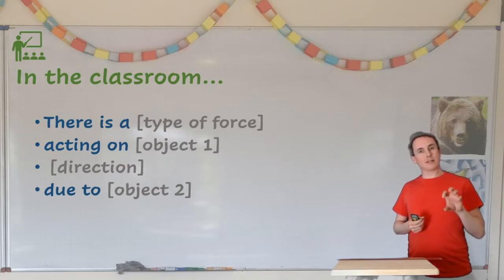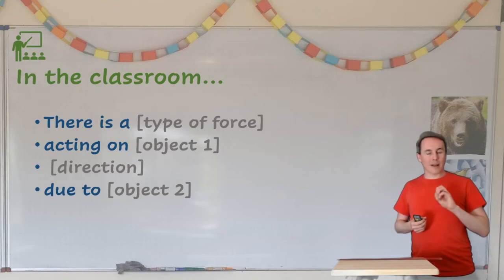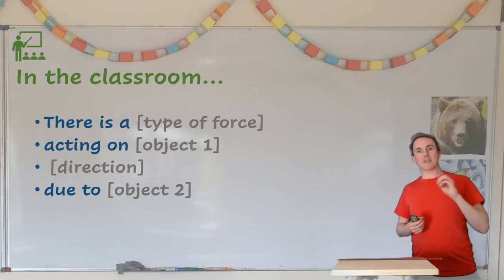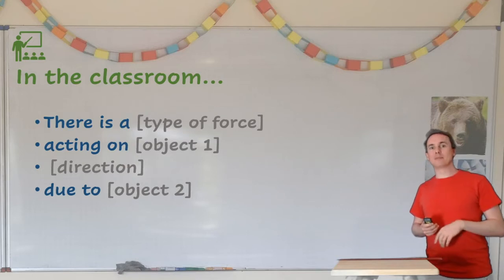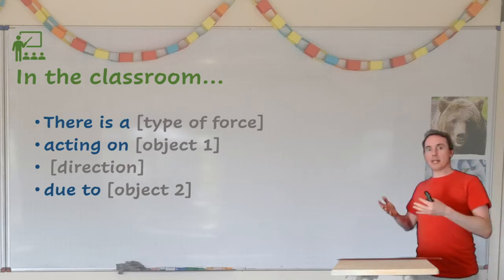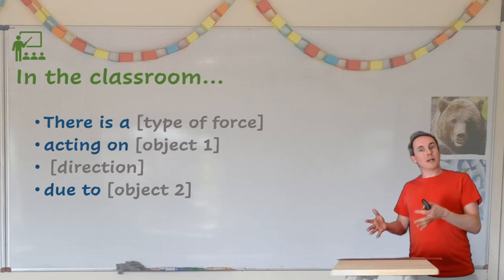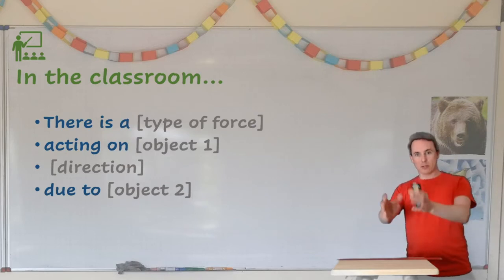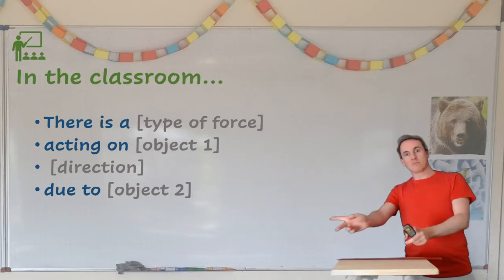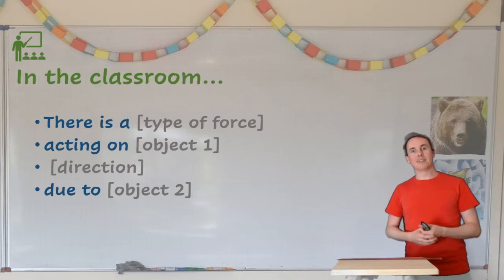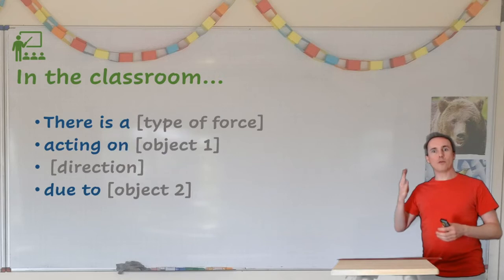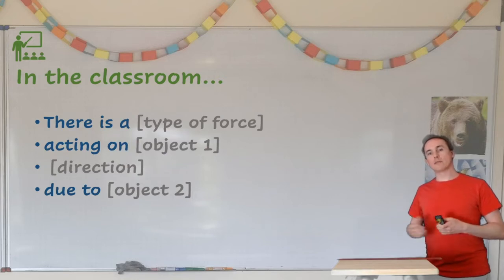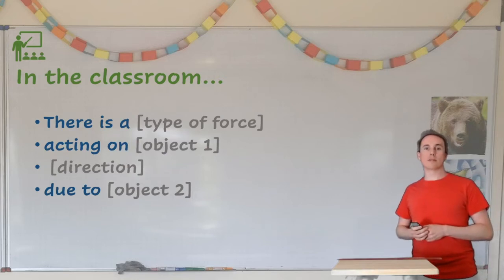Because if they can't, then you've got a clear indication that there's a misunderstanding or a misconception, they're missing something, if they can't complete this pattern. So the structure is, there is a name of some kind of force acting on this object in some direction due to this other object. So we've got 4 gaps to fill in there for a full description of the action of a force.